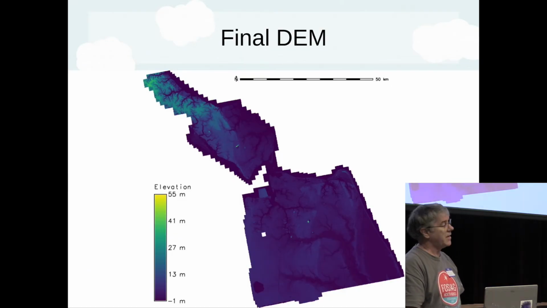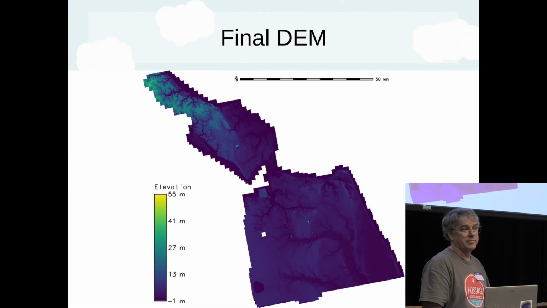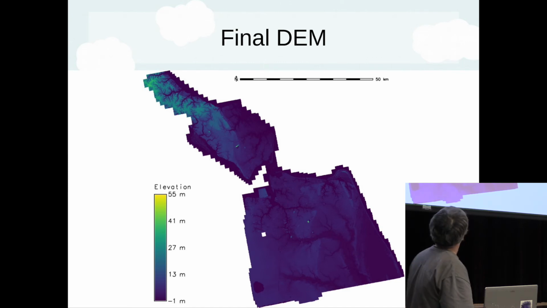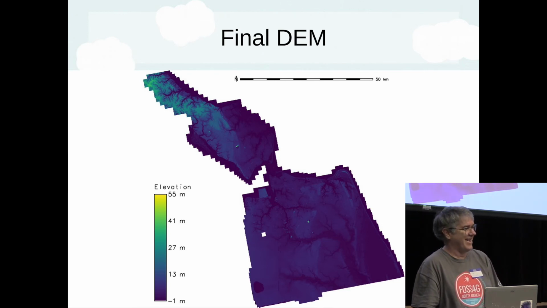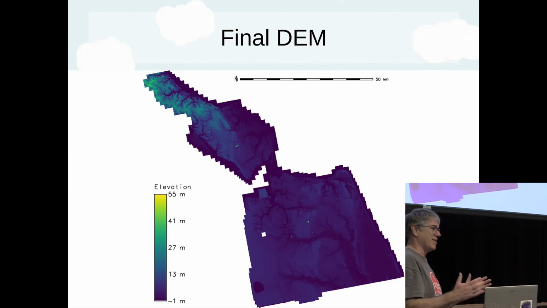But then you merge everything together and you've got a DEM for the whole area. As you can tell, it's a really low-lying area of Virginia with a couple of yellow spots, which I suspect are landfills. Those tend to be the high points in those coastal areas.